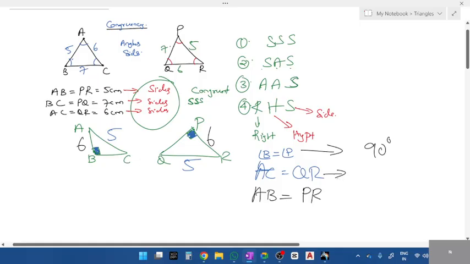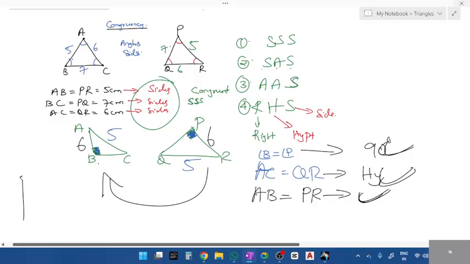Then what about the other two? The hypotenuse is equal. AC is equal to QR, 5 centimeters. Hypotenuse equal, angle equal. What about the other side, students? Which two sides are equal? AB is equal to PR. If all three conditions are satisfied, they will be congruent. That is, if I turn and tilt triangle PQR and place it on ABC, they both will be of same shape, same size.